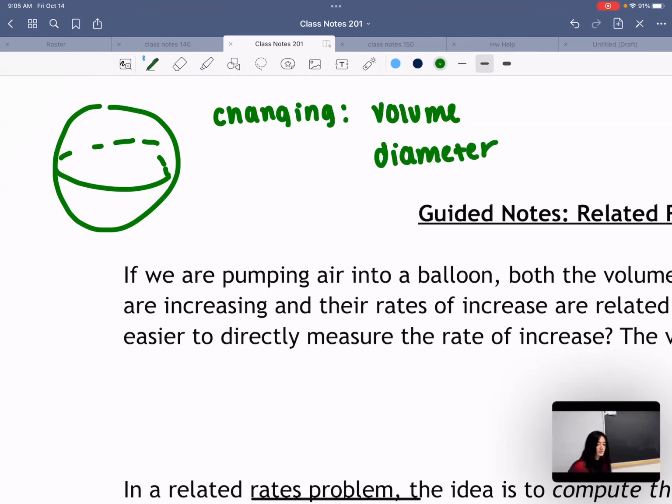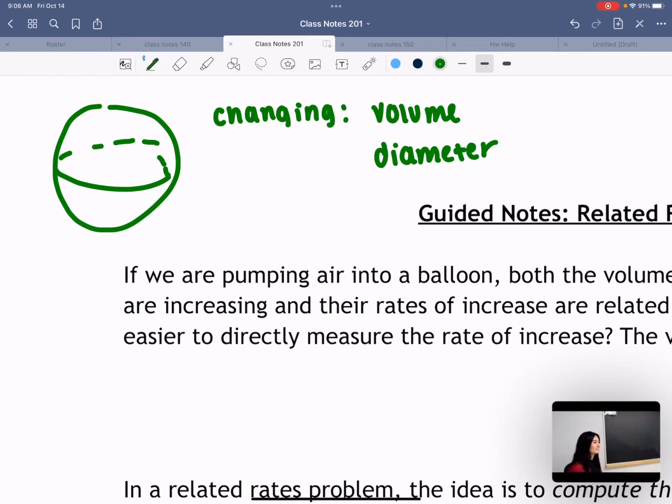Okay. Which one is easier to measure? The change in the volume or the change in the diameter? I see your diameter. I don't actually know if it's the diameter. Why would it be easy to measure the volume or the change in the volume? We have the direct... How am I filling up the balloon?